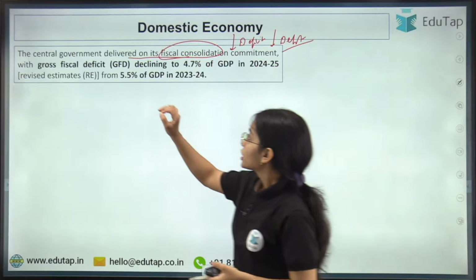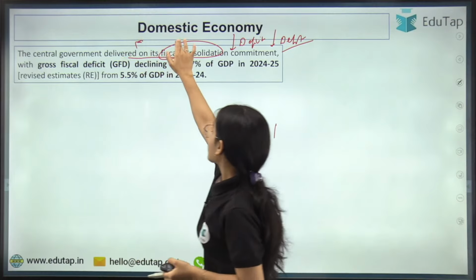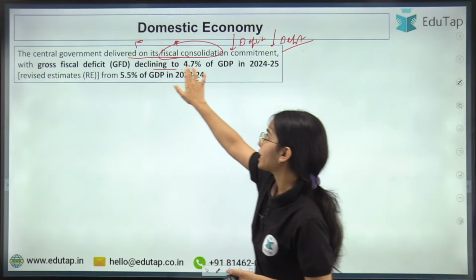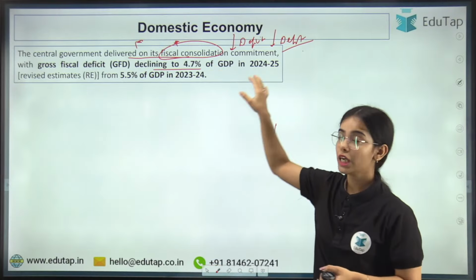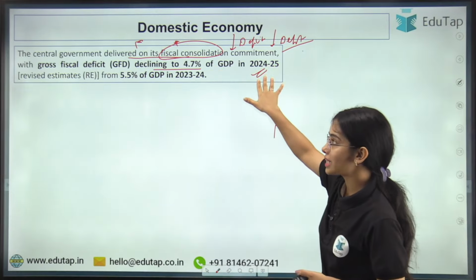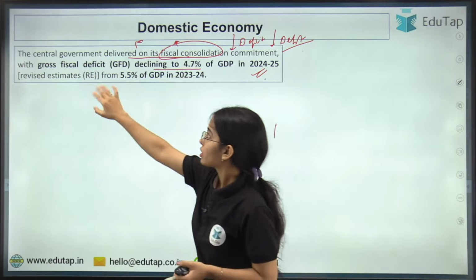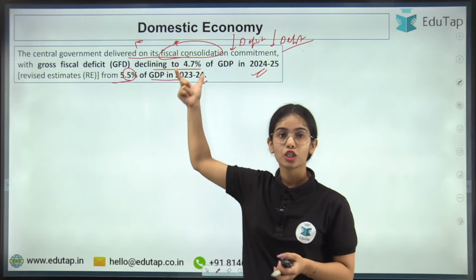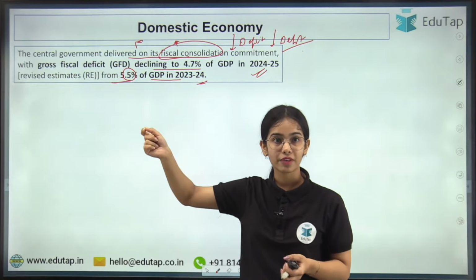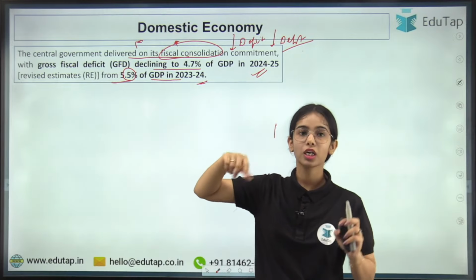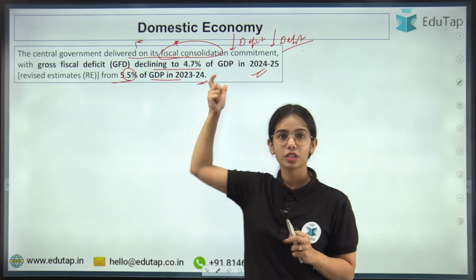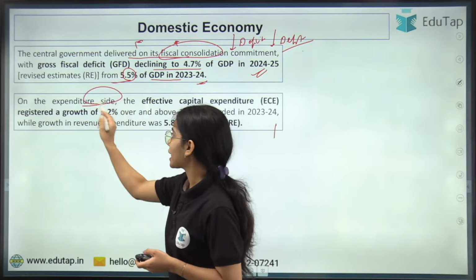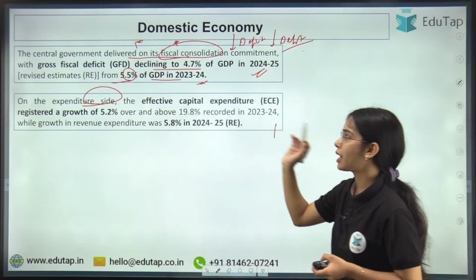Got it? So the central government delivered on its fiscal consolidation promise of decreasing the deficit and debt, with the gross fiscal deficit declining to 4.7% of GDP in 2024-25 as per the revised estimates, from 5.5% of GDP in 2023-24. So as compared to 5.5% in the previous financial year, the fiscal deficit further reduced to 4.7%.